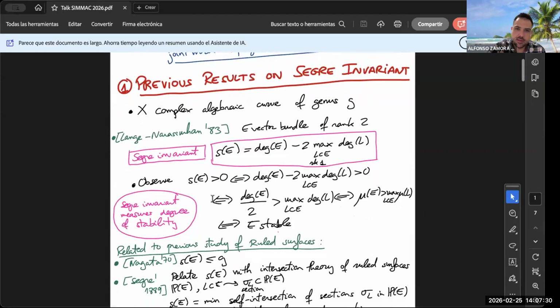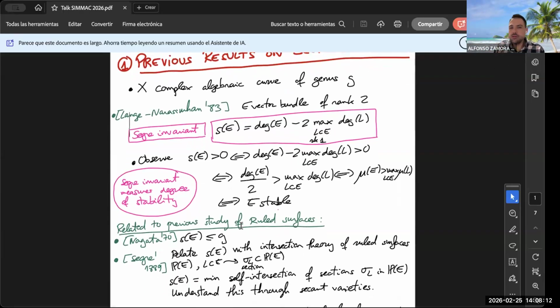Then we observe that stability is related to the positivity of this function, because if the Segre invariant is positive, then this is equivalent to the slope of the rank 2 vector bundle being greater than the maximal possible slope of a line subbundle. Since the only possibility for a rank 2 vector bundle to be destabilized is by rank 1 subbundles, by line subbundles, this is equivalent to E, the vector bundle from the very beginning, being stable. Then this Segre function, this number, measures the degree of stability of the vector bundle.